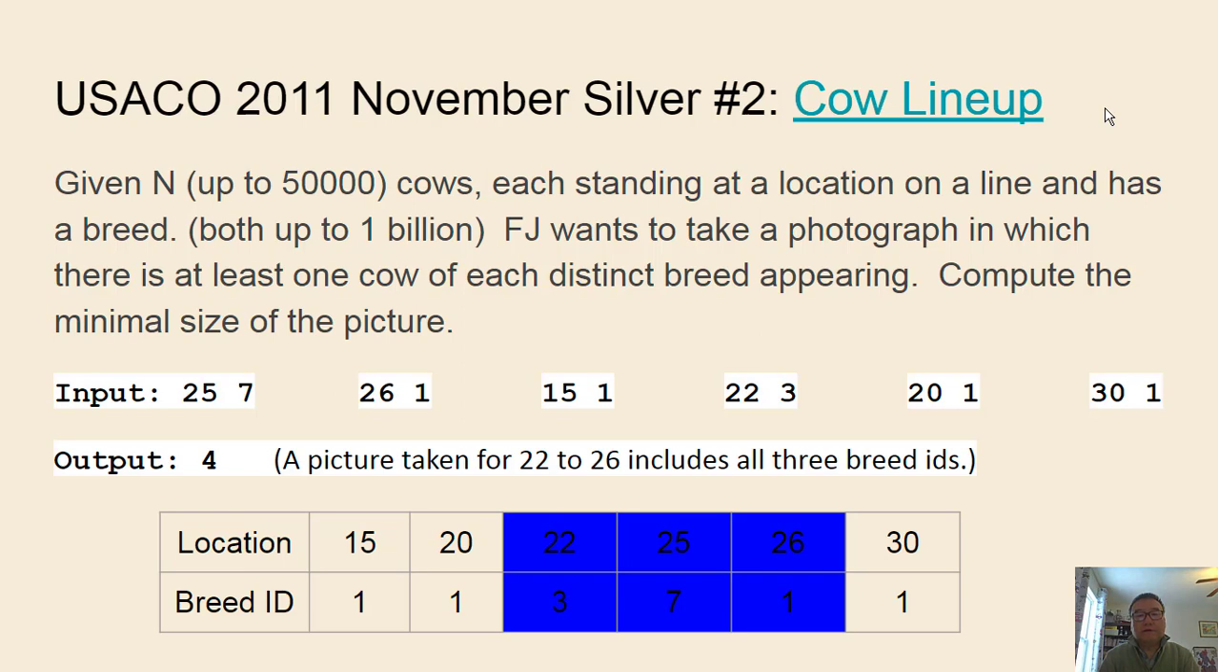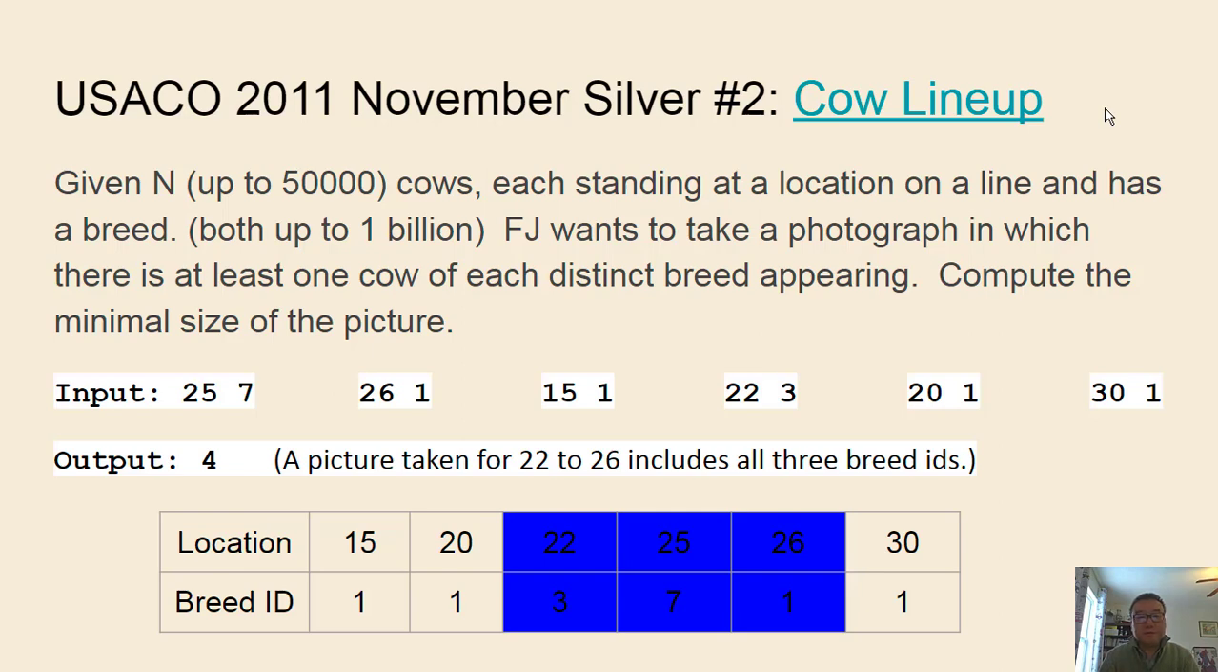Farmer John wants to take a photograph of these cows. He wants to make sure that there's at least one cow of each breed in the photograph he's taking, and he wants to minimize the width of the photograph.